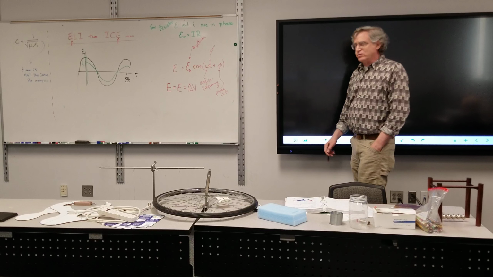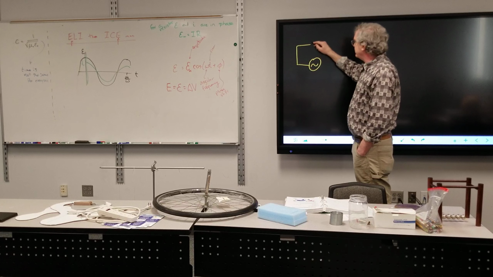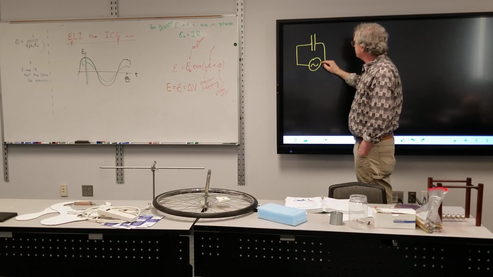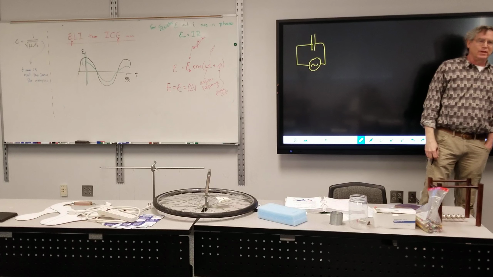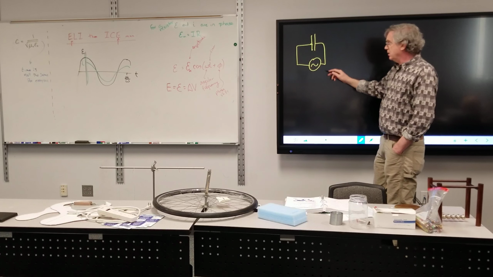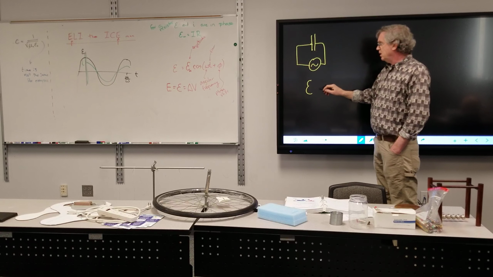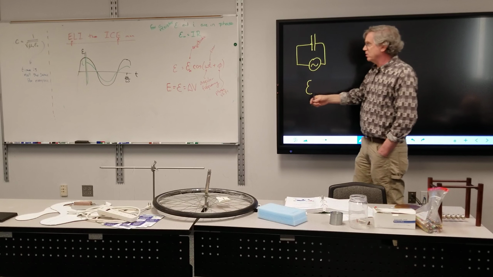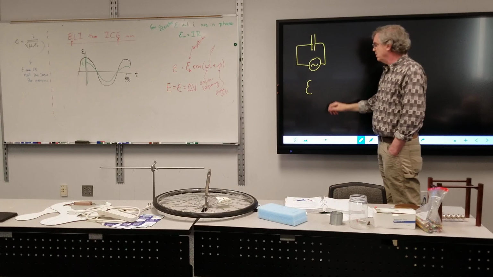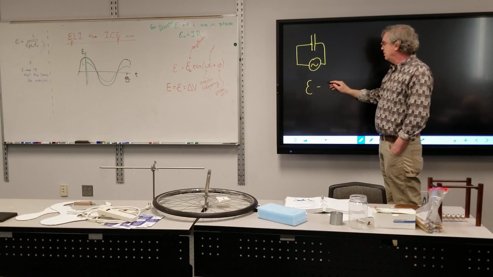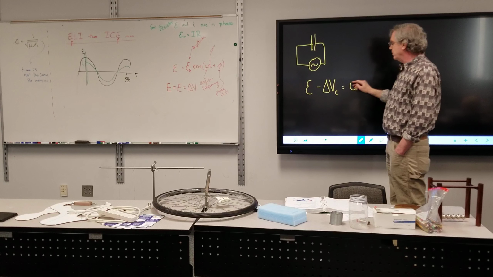Now I'm going to take my AC circuit and I'm going to put a capacitor into it. Again, I have some EMF going across my power supply. It is oscillating back and forth. We're still going to keep the same equation, minus the voltage across the capacitor is equal to 0.